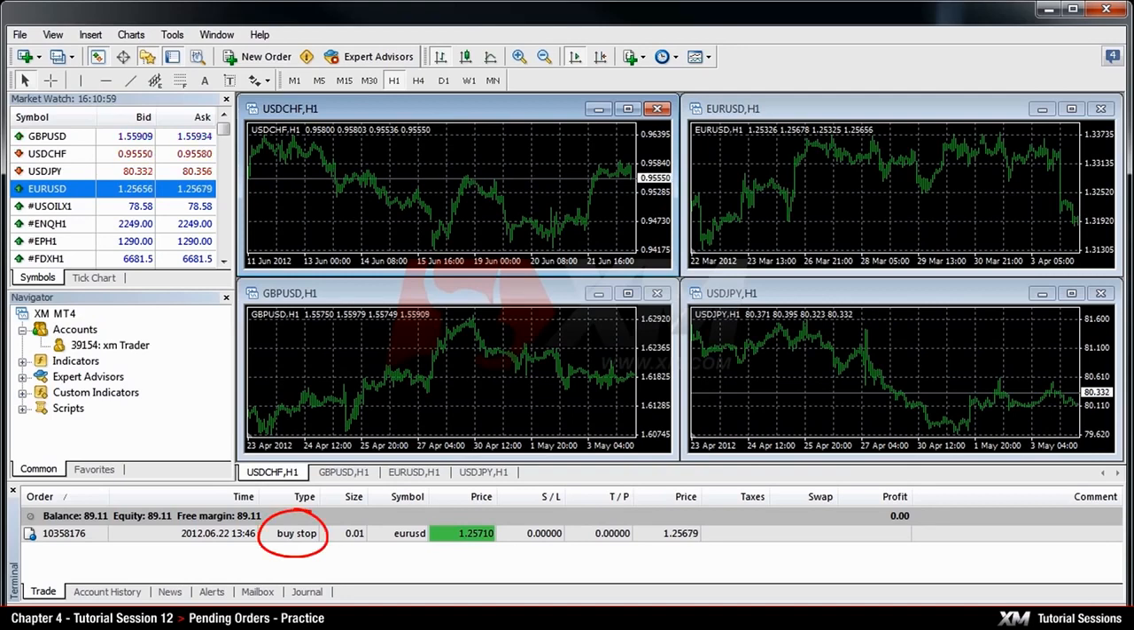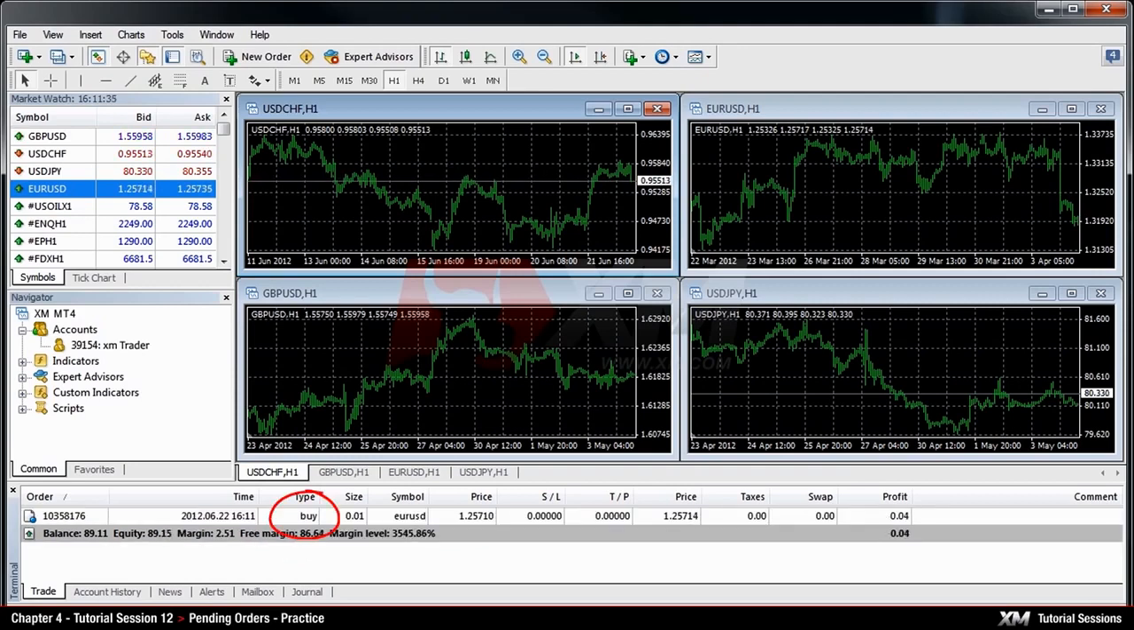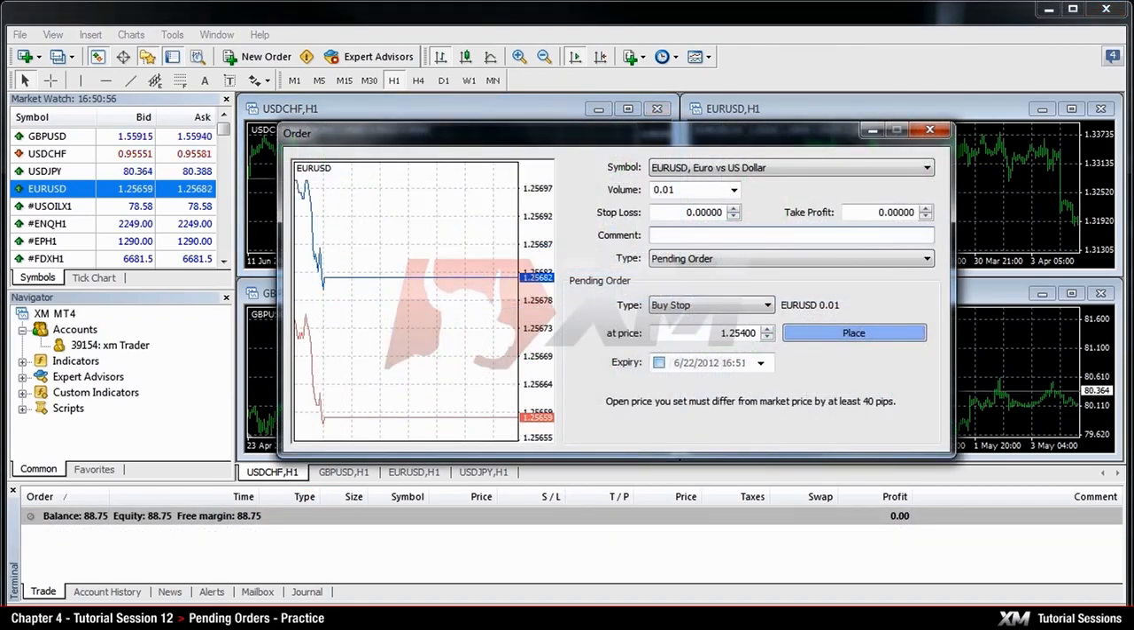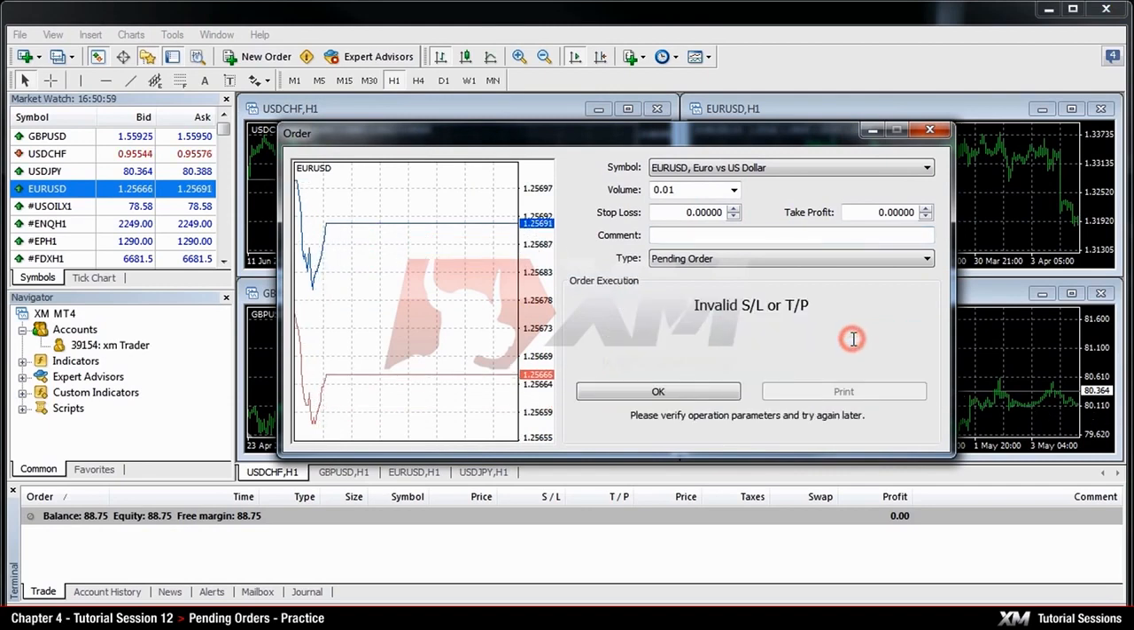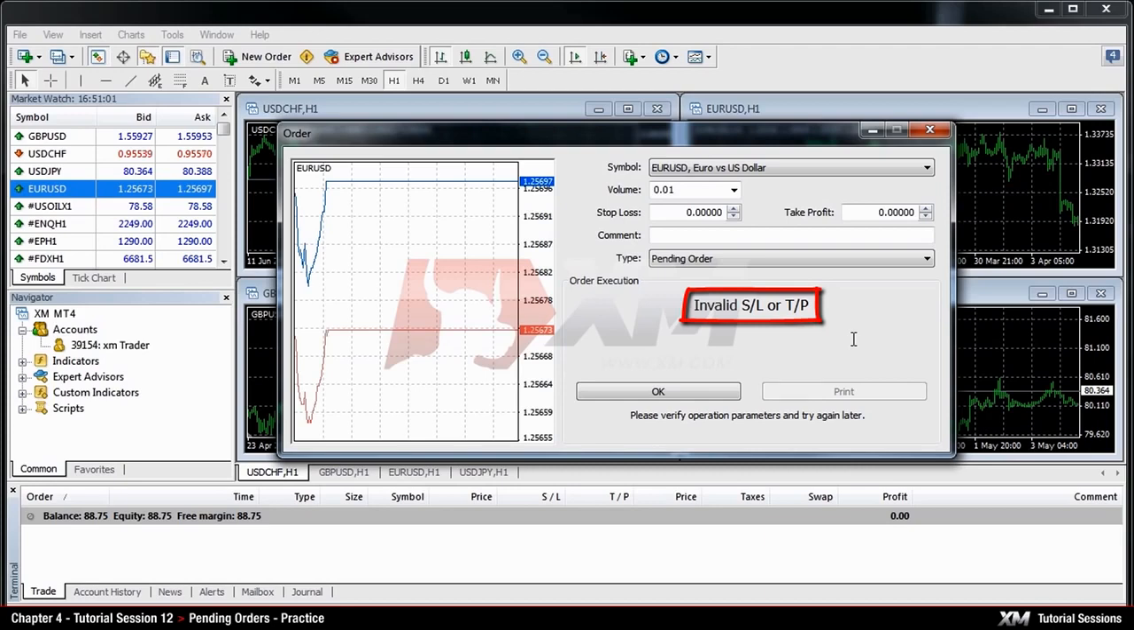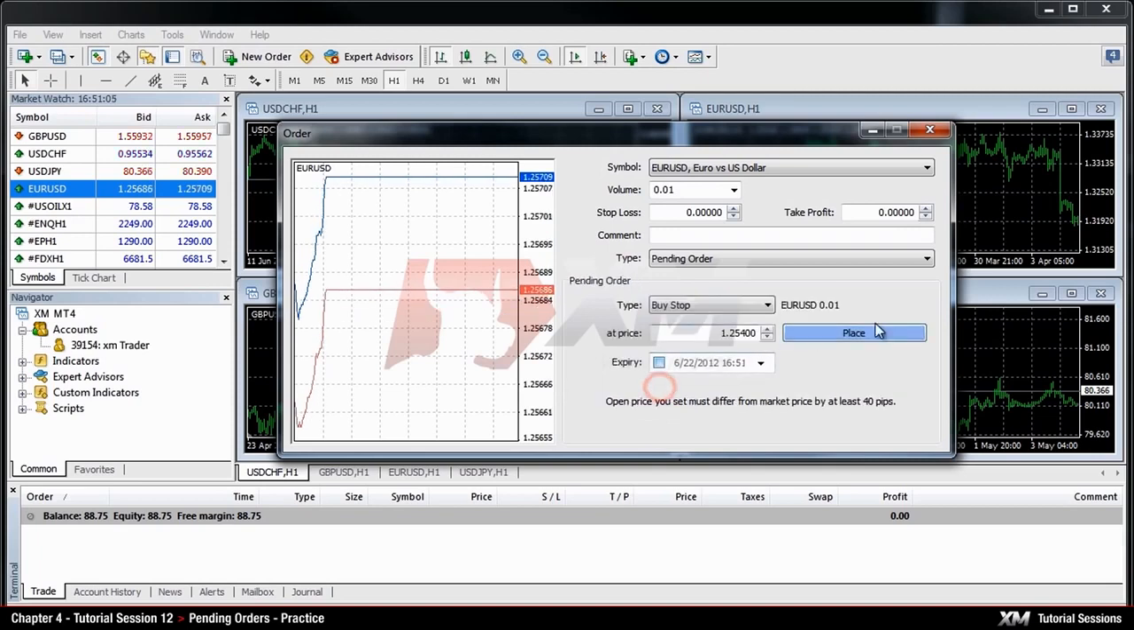This means that Buy Stop and Buy Limit will change to Buy, while Sell Stop and Sell Limit will change to Sell. If you happen to have chosen the wrong type of pending order, or you fail to include the correct value of the stop limit level, the error Invalid Stop Loss or Take Profit will appear. You will receive the same error message for all other mistakes.